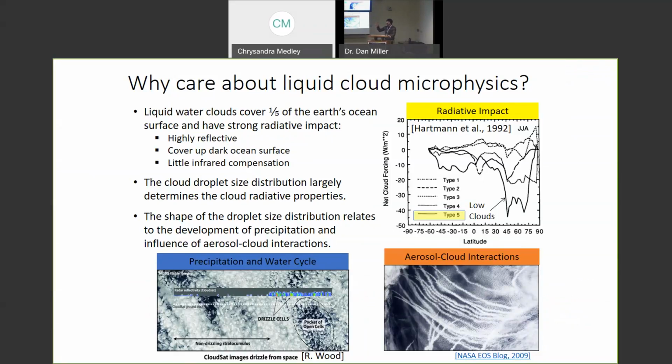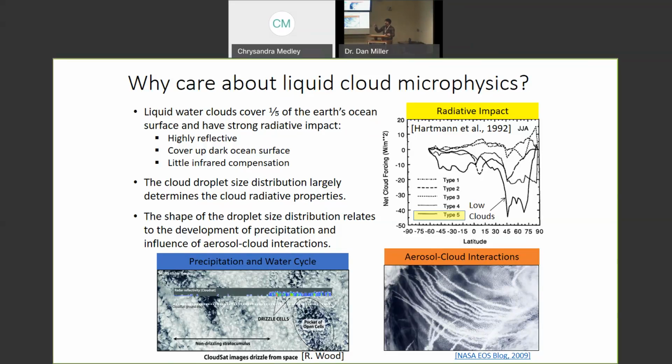I think the biggest thing here is that there are three elements of the Earth system that clouds are dominantly impacting. One is that they cover about 20% of the dark ocean surface, and because the ocean is dark and clouds are bright, their radiative impact is dramatic and significant. And it has very little infrared compensation because they're low-level clouds, they're liquid, they haven't frozen. And so their net radiative impact is very strongly negative. It cools the Earth by providing this reflective blanket.